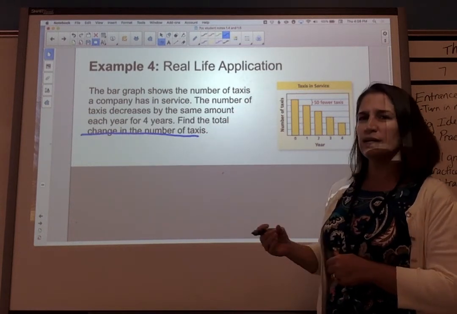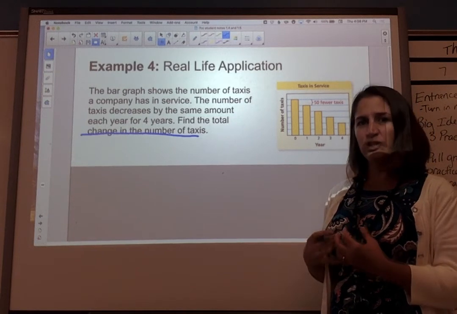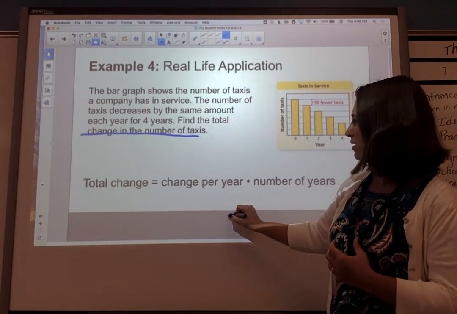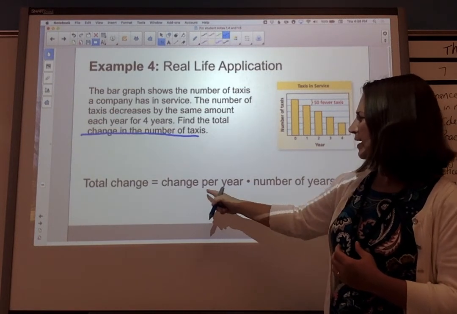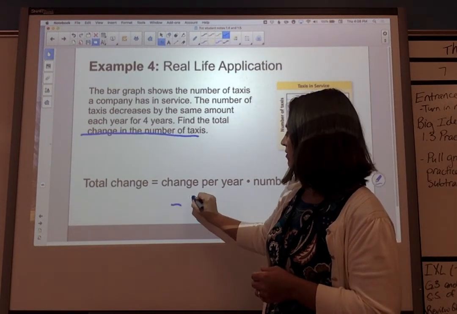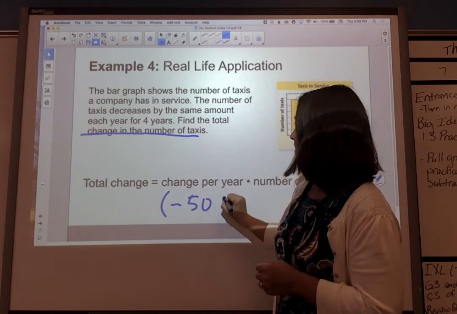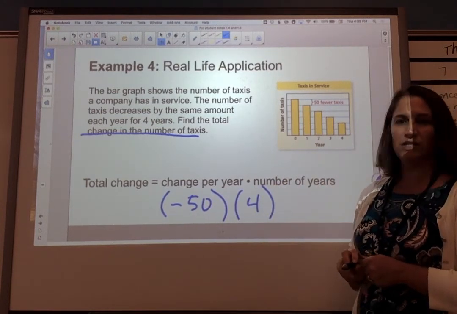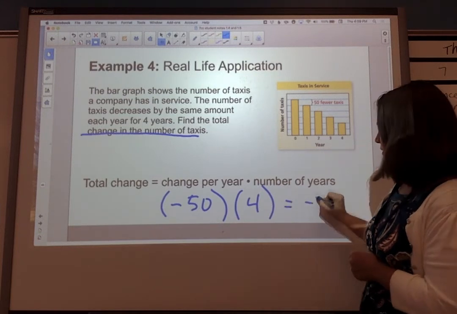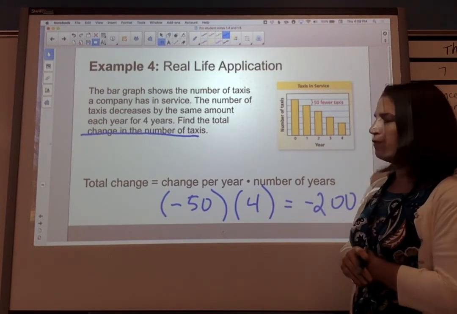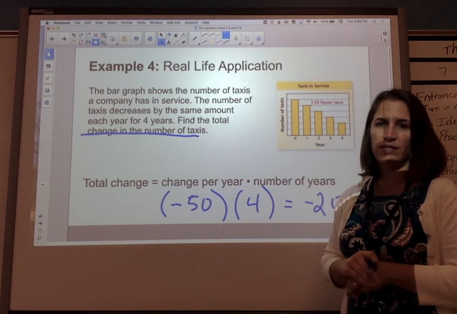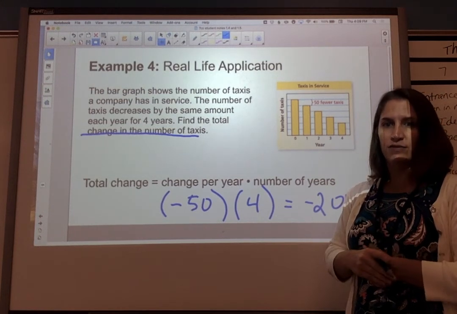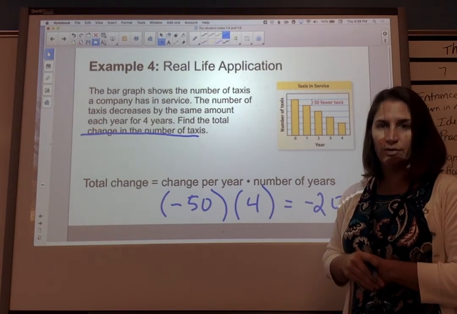So if it's decreasing by 50 taxis each year, and that's happening for 4 years, then what we're going to do is multiply the change per year, which is -50, times the number of years, which is 4, and that tells us that over the 4 years, the taxis have decreased by -200. I should say it's changed by -200, or it has decreased by 200.